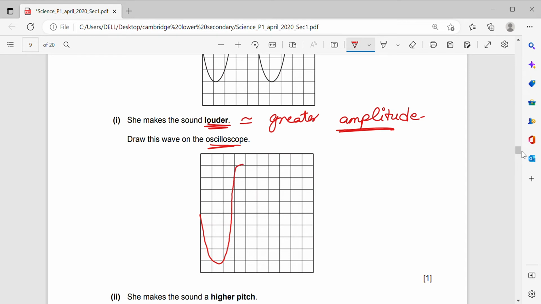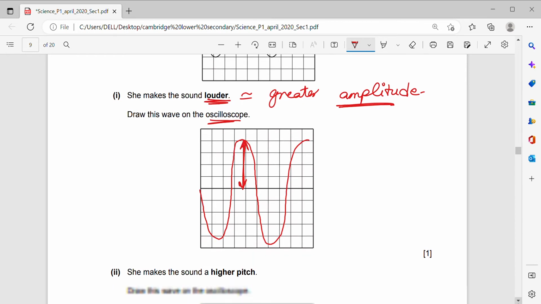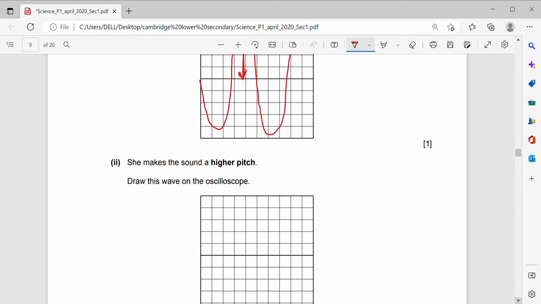Greater amplitude. Great. So this is greater amplitude, meaning louder sound. Okay. She makes the sound a higher pitch. A higher pitch means greater frequency. Greater frequency means the number of waves per second, or per unit time, increases.